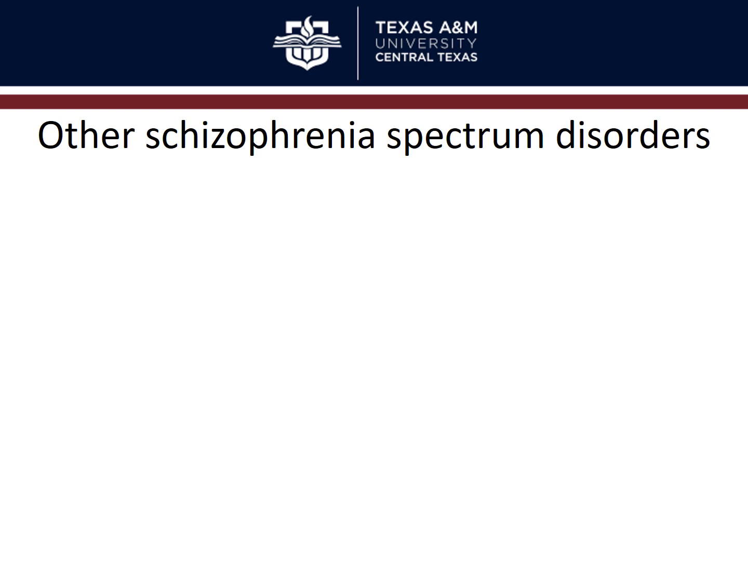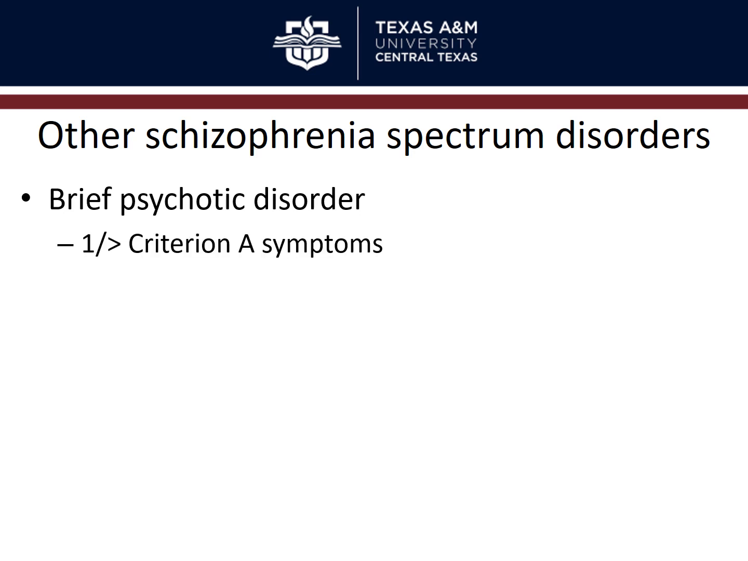Okay, and then the other two spectrum disorders are really versions, seemingly, of schizophrenia, where it's schizophrenia, but you didn't have symptoms for long enough. So brief psychotic disorder, where you have one or more of the symptoms in criterion A for schizophrenia. So you have delusions, maybe, but no hallucinations, or hallucinations, but no delusions. Or you could have more, but you have at least one of those criterion A schizophrenia symptoms.